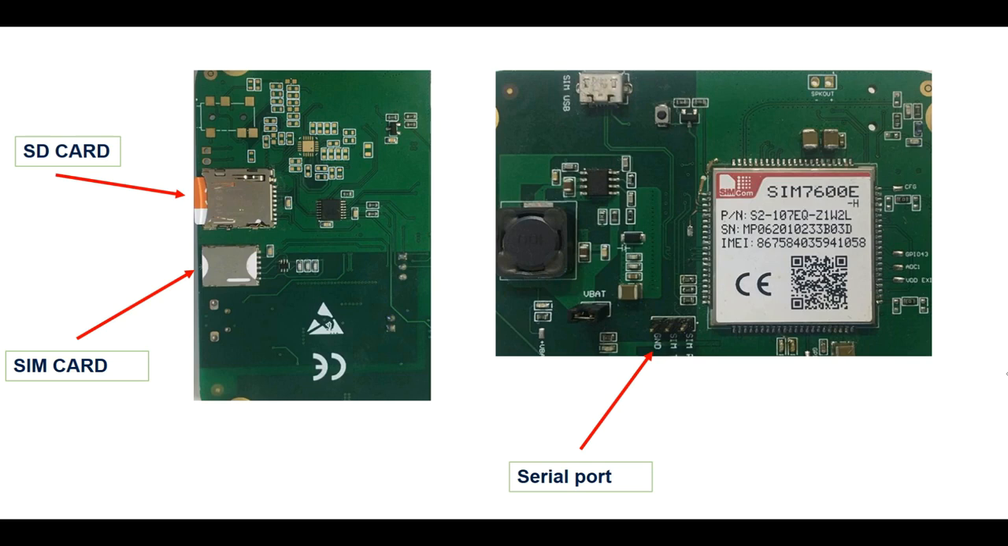This is how my development board looks. In the left-hand side picture, as you can see, I use a 32 gigabyte SD card and a 4G SIM card. On the right-hand side, my development board has a pin header which allows me to use a serial port as a communication protocol with the laptop.